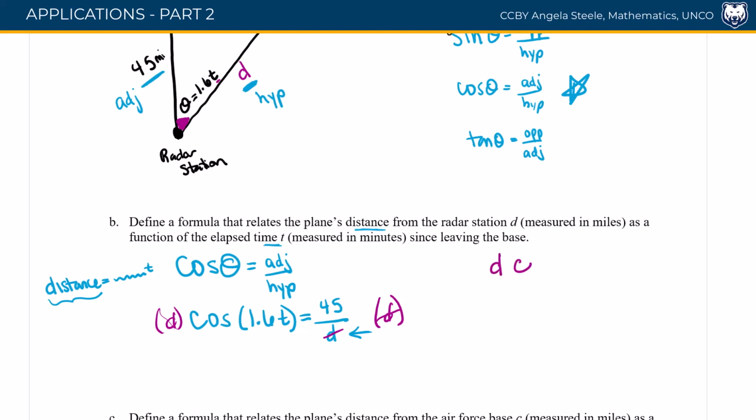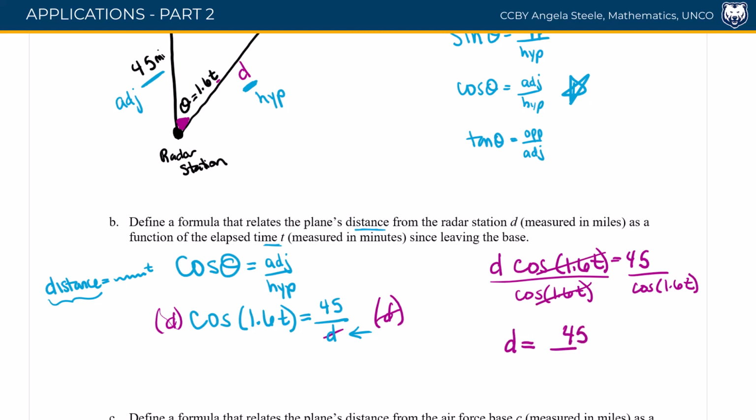Then we are left with d cosine of 1.6t is equal to 45. And then to get d by itself, we divide by cosine 1.6t from both sides. So now we have a formula where distance is equal to some expression with t as the input variable. And this right here becomes our solution. So this formula will tell us whatever distance the plane is at any given time.